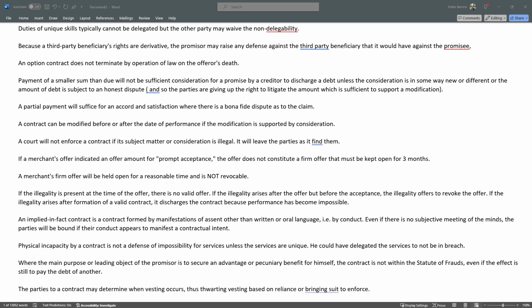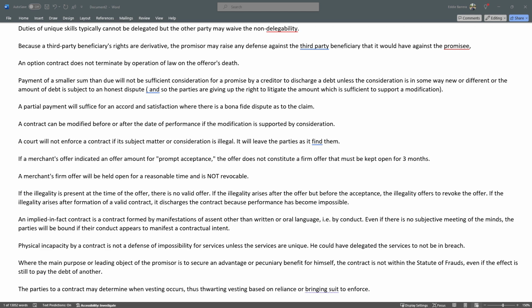An implied-in-fact contract is a contract formed by manifestations of assent other than written or oral language, i.e. by conduct. Even if there is no subjective meeting of the minds, the parties will be bound if their conduct appears to manifest a contractual intent. Physical incapacity by contract is not a defense of impossibility for services unless the services are unique. He could have delegated the services to not be in breach.